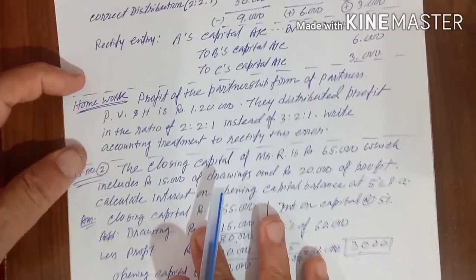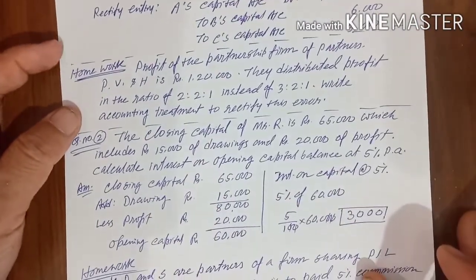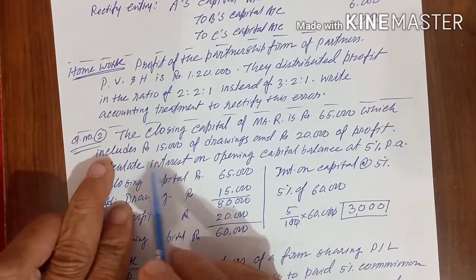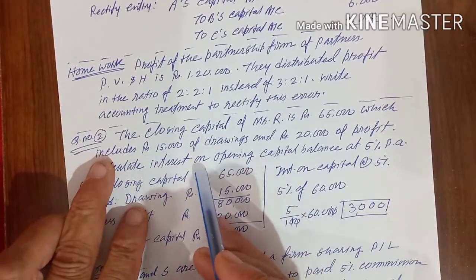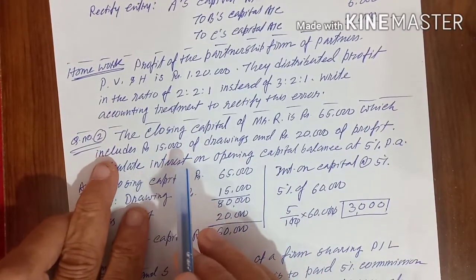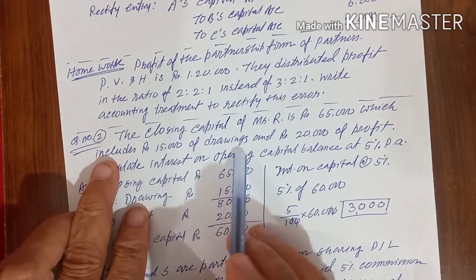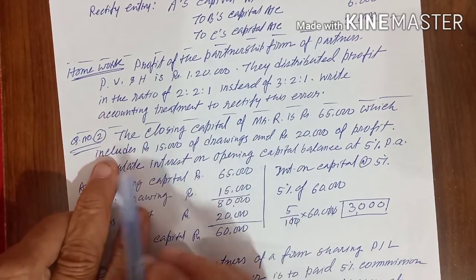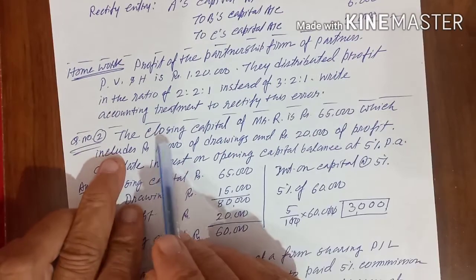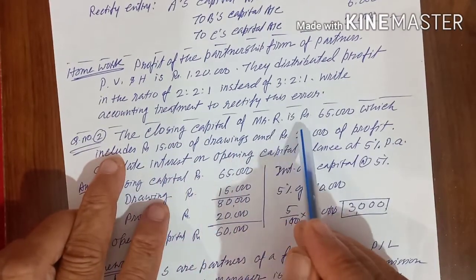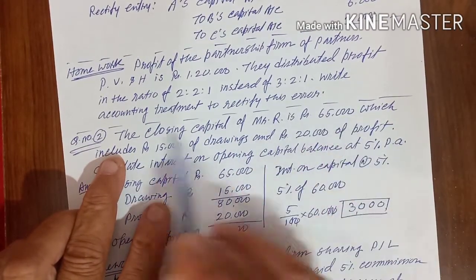Now I am coming to the next question, question number 2. Different types of questions I have selected. You follow each question. If you are following these questions, I am sure you will get good marks. Question number 2. The closing capital of Mr. R is rupees 65,000.